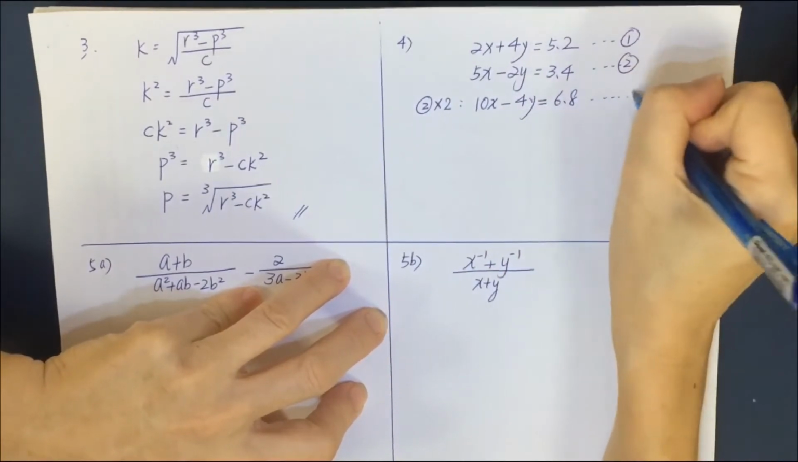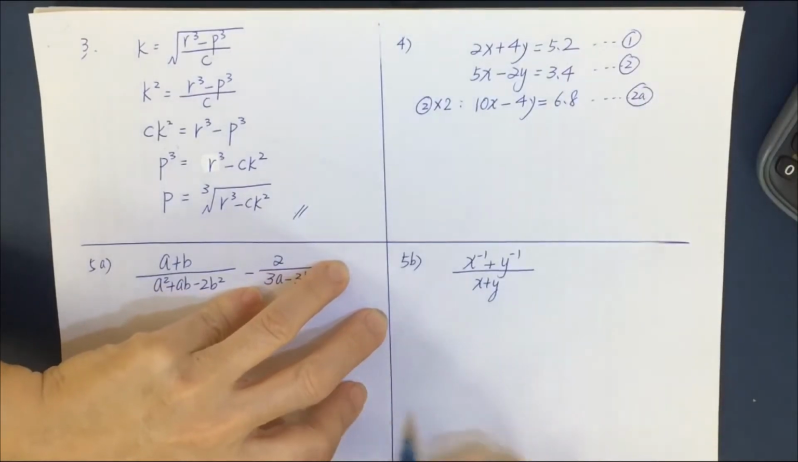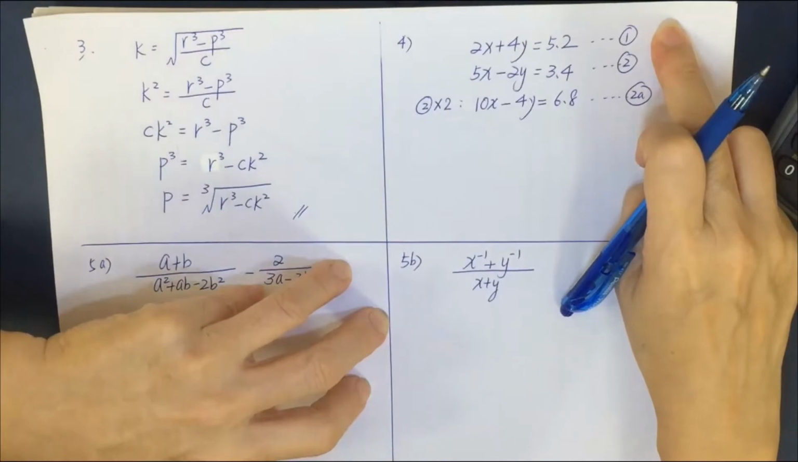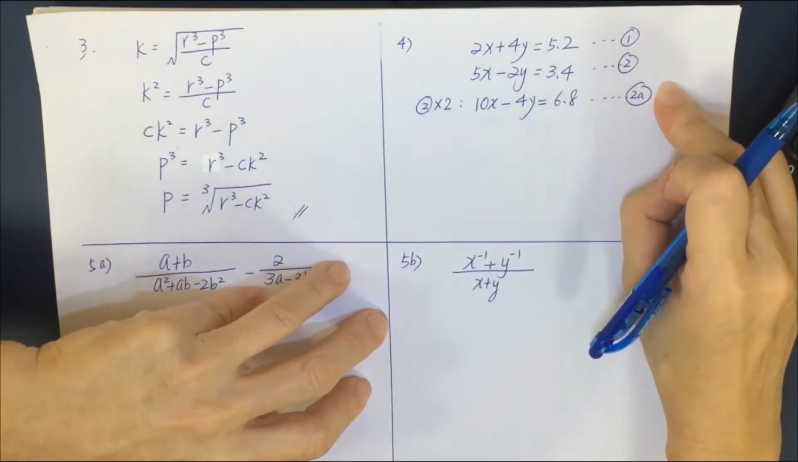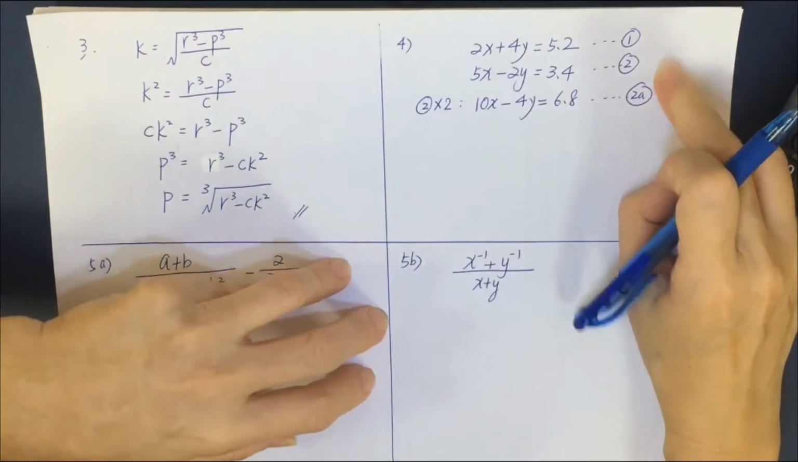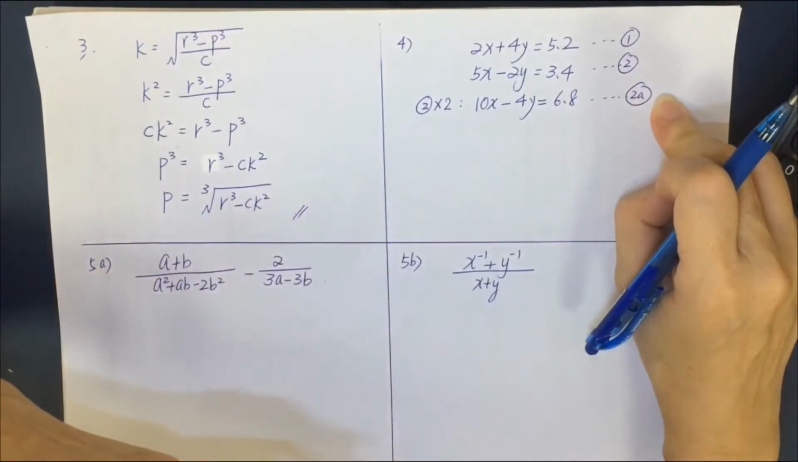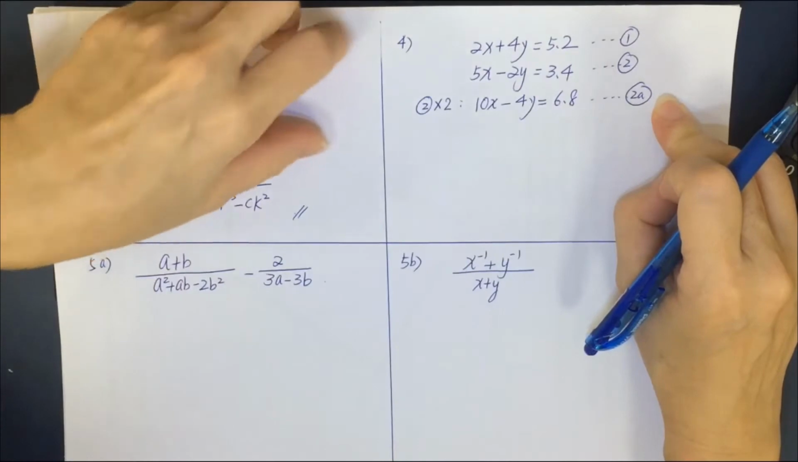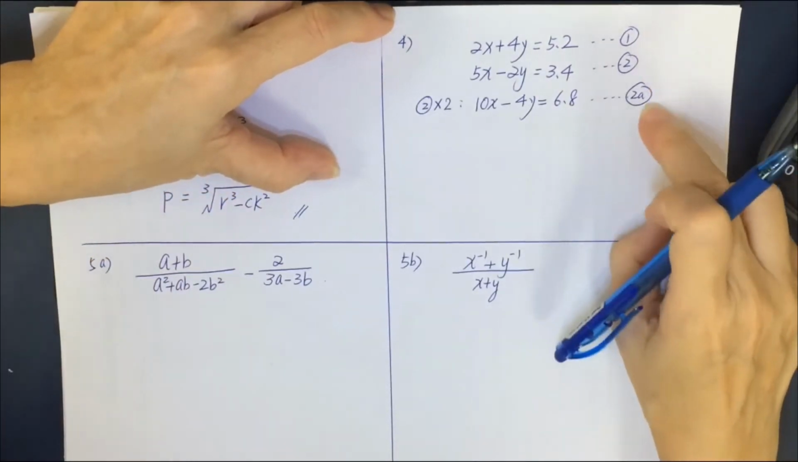This equation comes from the second equation, so I call it equation 2a. So now I'm going to handle 2a with 1. Why I name it 2a is so that I will not use 2 and 2a to work, because if I use 2 and 2a to work, I'm going to get 0 equals 0. So I'm going to use 1 and 2a.